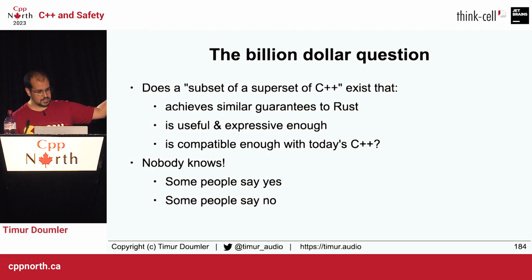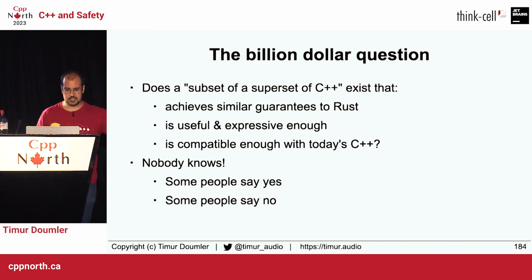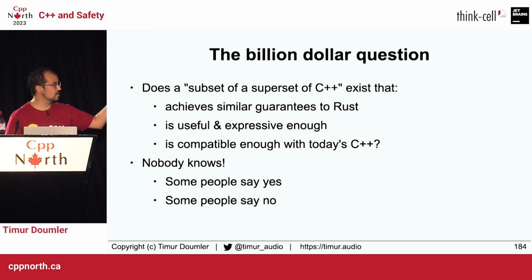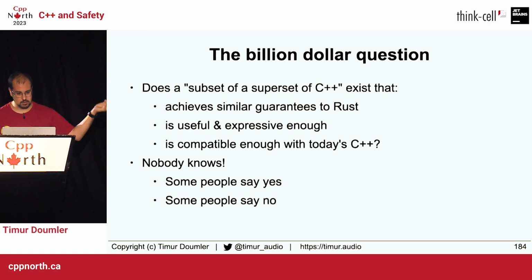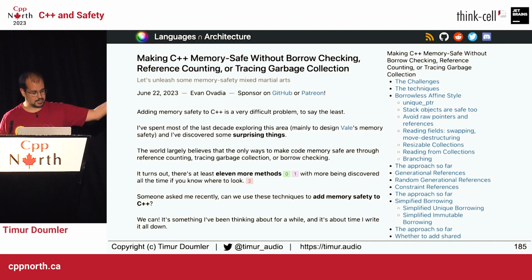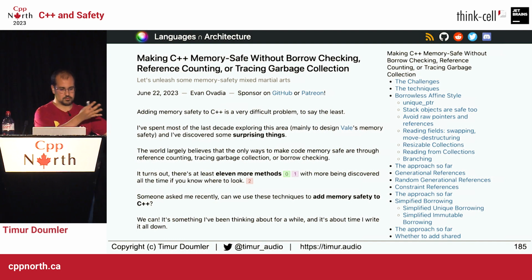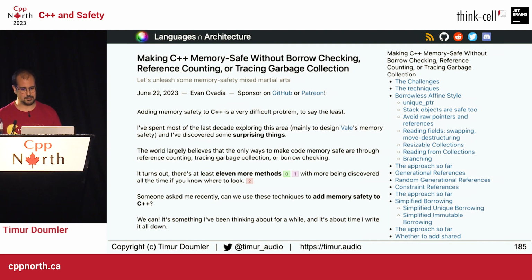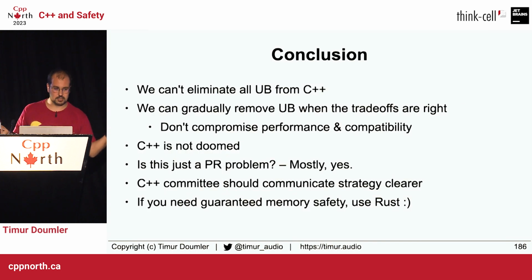Okay, here's the billion-dollar question. Is there a subset or a superset of C++ that is actually safe in the way Rust is? And we don't really know. Some people say yes, some people say no. There is this blog post here which looks at things similar to what Rust is doing, and maybe we can fit them into C++ somehow. It's an open question, so this is the last slide.